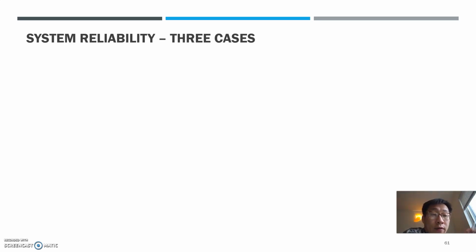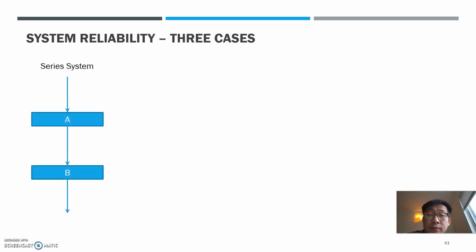Theoretically, this is a very high-level description of the reliability. If you think about it, we have a series system. In this case, once A fails, the entire system will fail. Okay, both units have to function properly in order to have a functioning system.